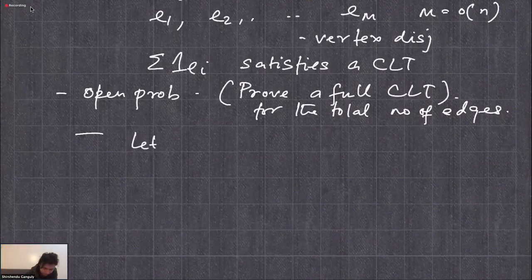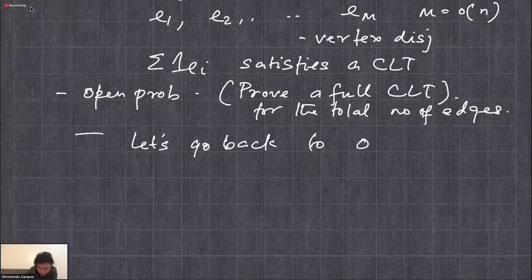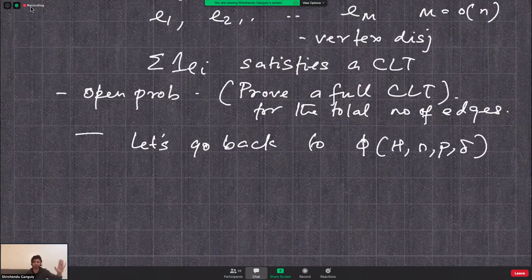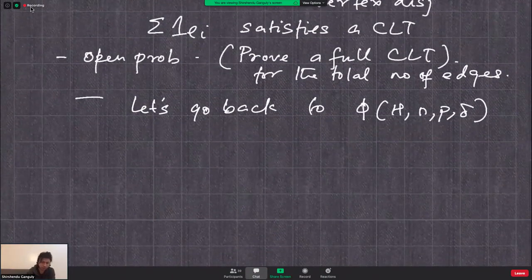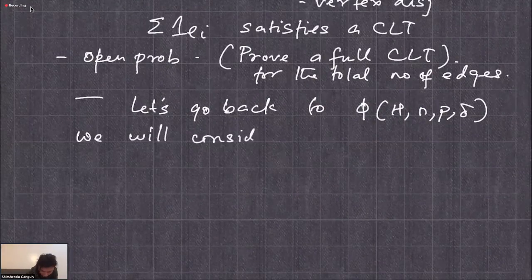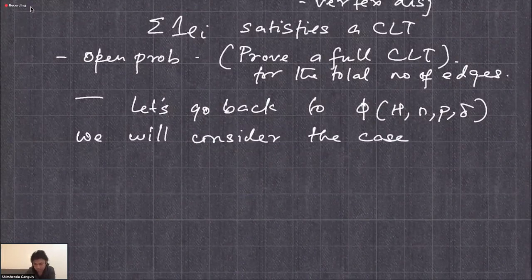So let's go back to this phi of H, n, p, delta quantity, which we saw when p was fixed, constant in some regime and then maybe non-constant in some regime. So now we will consider the case when p goes to 0 with n.